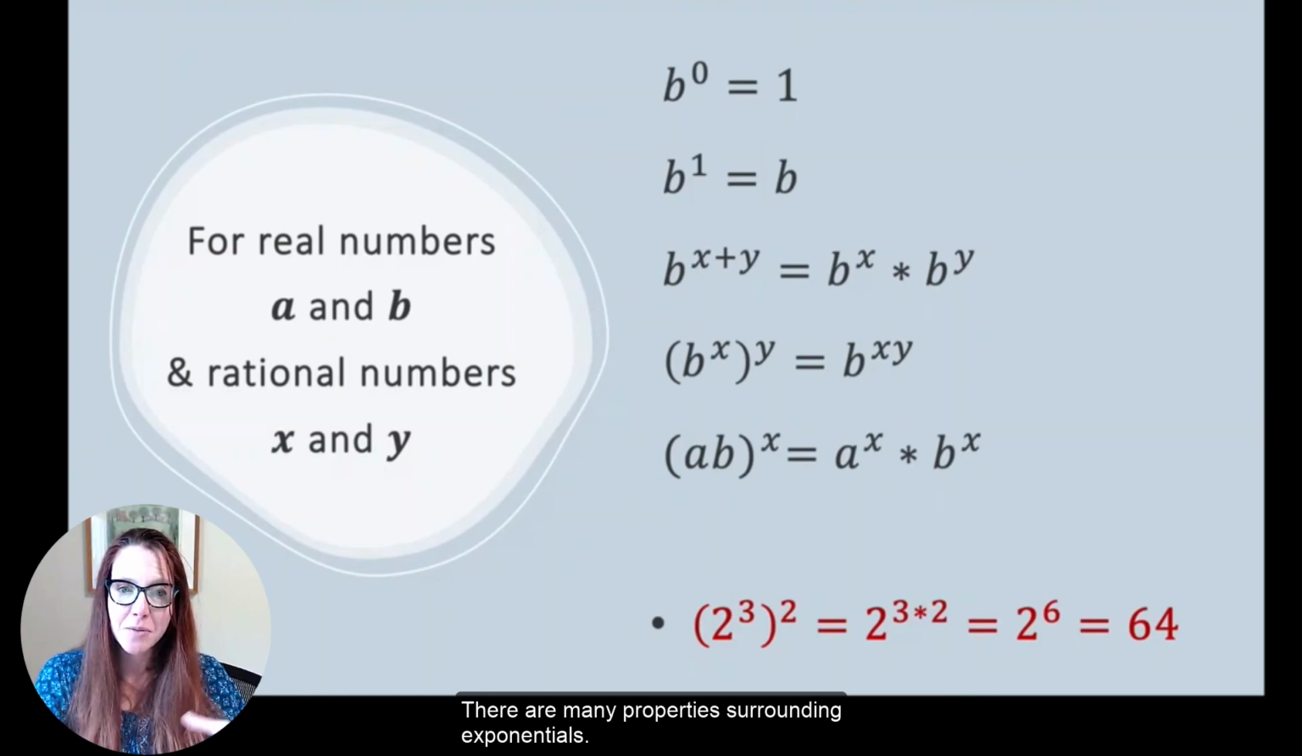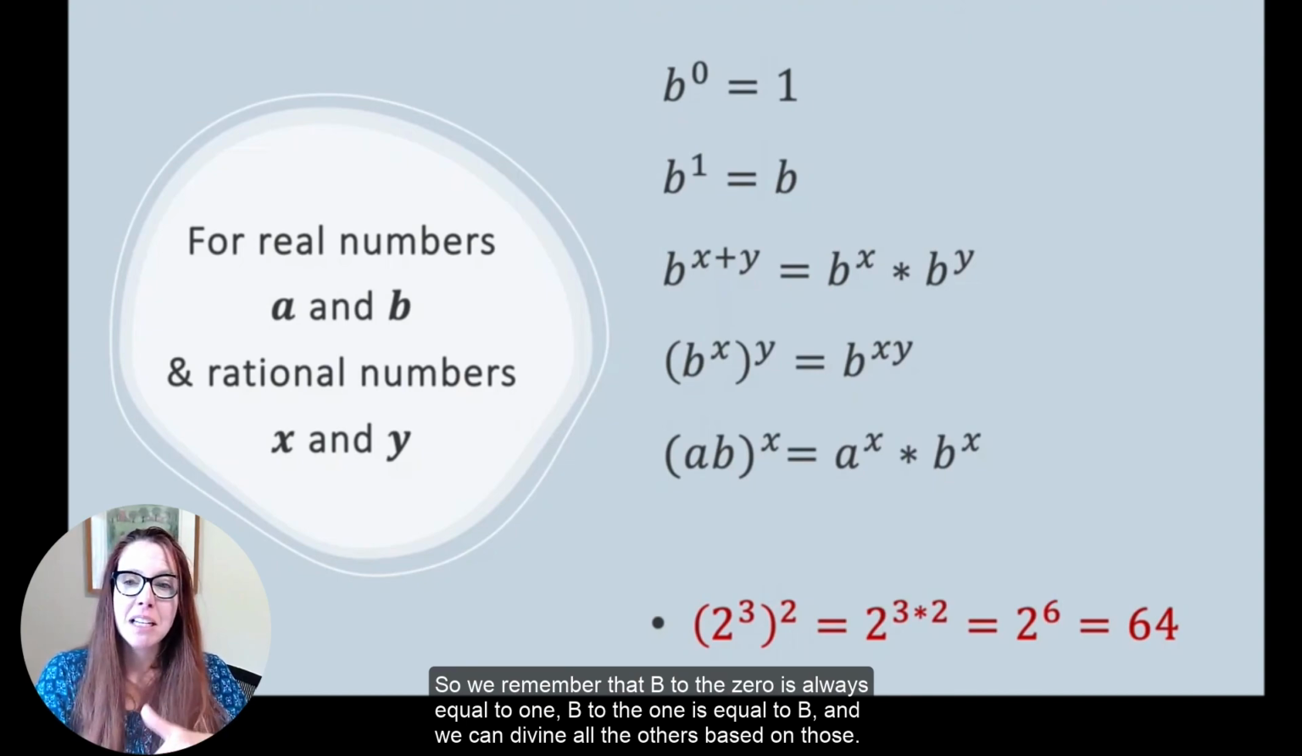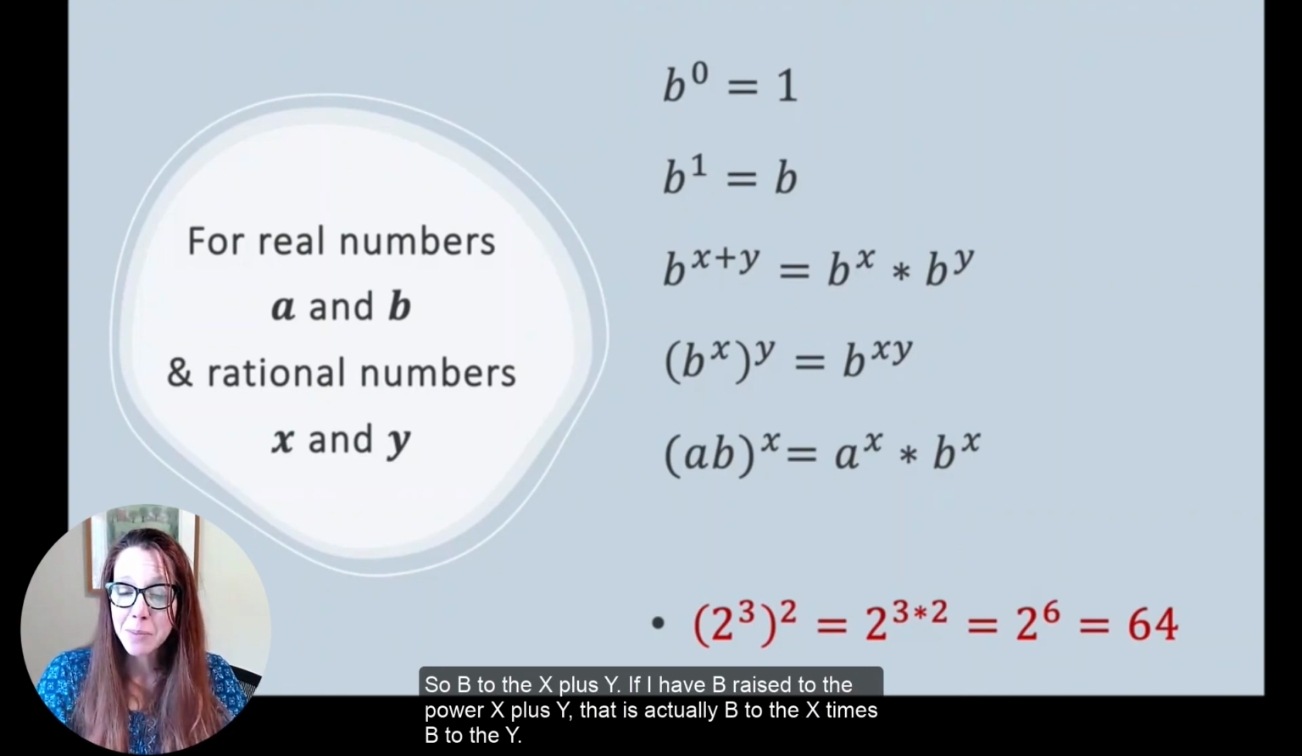There are many properties surrounding exponentials, and we'll see a listing of a few of these. We remember that b to the 0 is always equal to 1, b to the 1 is equal to b, and we can define all the others based on those. So if I have b raised to the power x plus y, that is actually b to the x times b to the y.